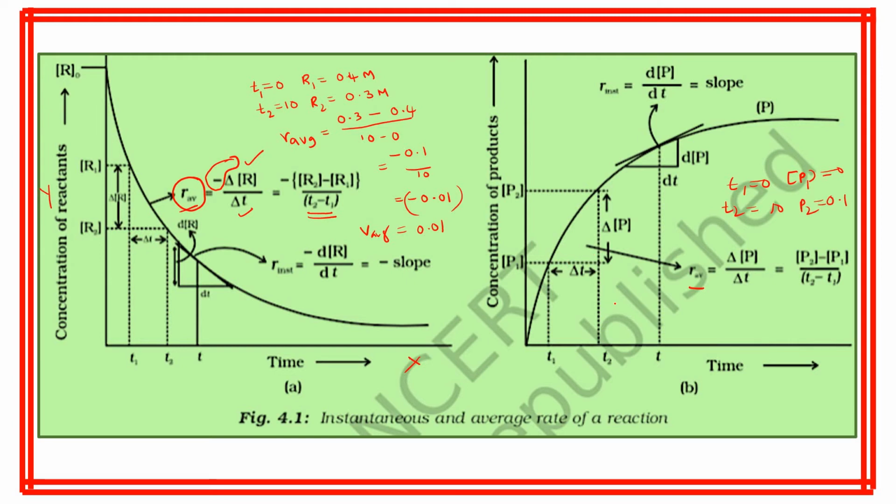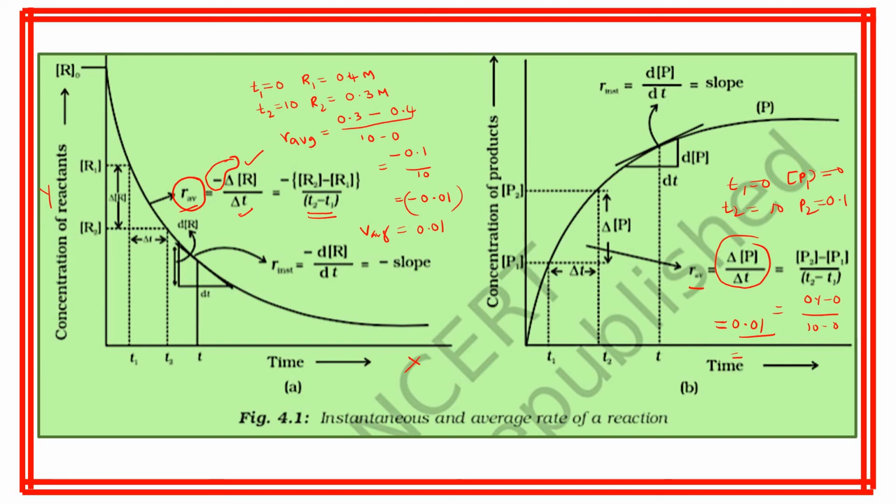0. That means P1 will be 0 and P2 will be 0.1. Now the average rate is equal to what we are going to get here? P2 will be how much here? 0.1 minus 0, over 10 minus 0, you are going to get 0.01. Here already, without multiplication by minus, you are getting plus 1. So no need to multiply this one with positive. This is about the average rate.